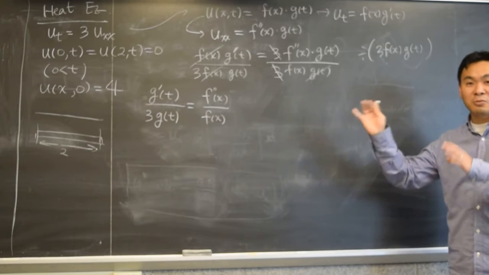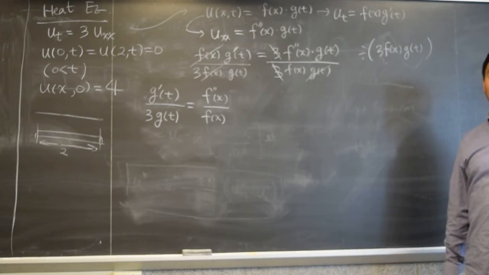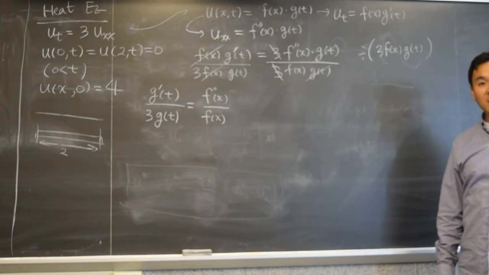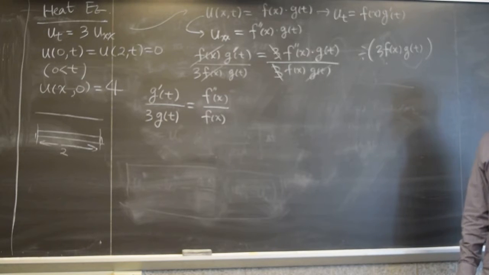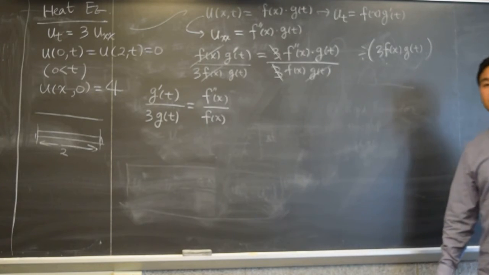X can be 2, 3, 4, 5, anything. T could be 2, 3, 4, 5, anything. Isn't the bar staying the same length, so wouldn't x just always be 2? No, x is not the length, x is the position. Okay. Yeah, x is the position, t is the time. So this thing is moving?